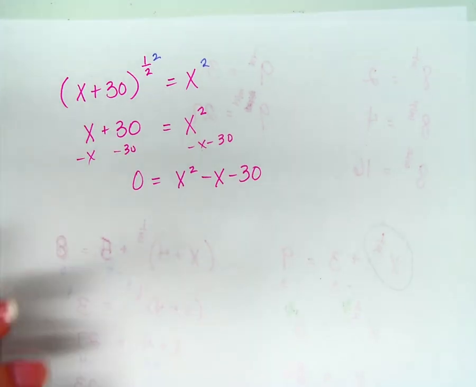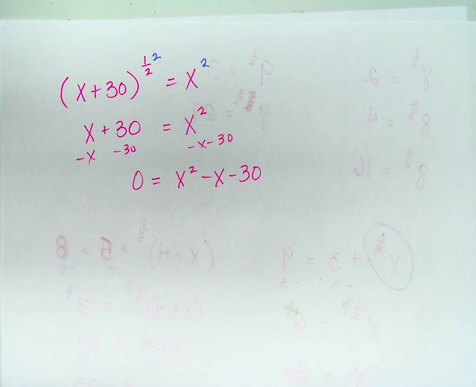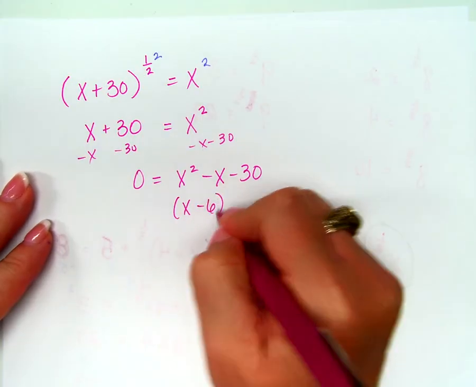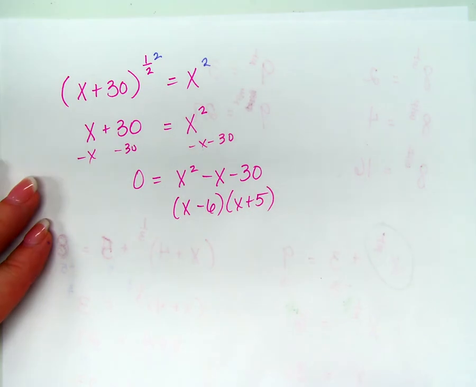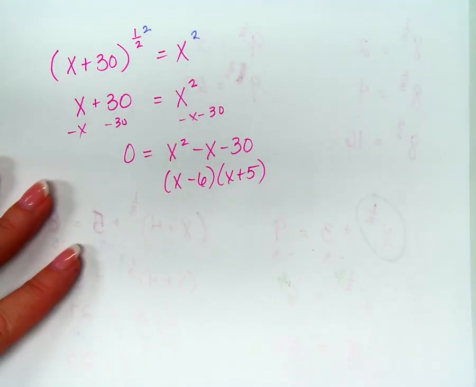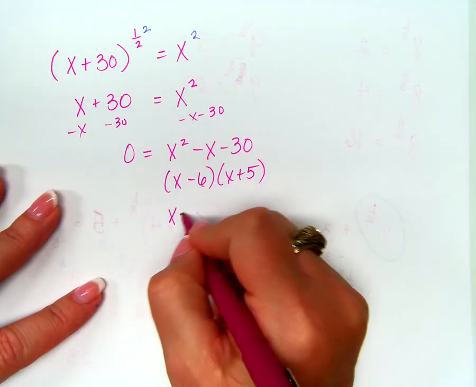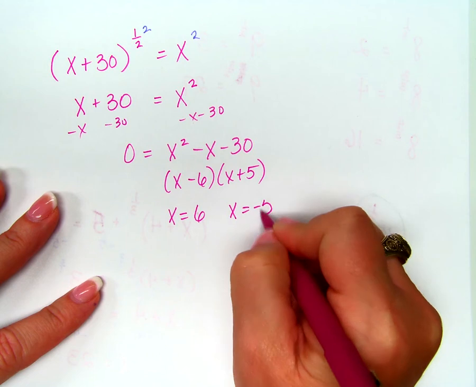Well, luckily, what do you notice? If you're trying to solve this, what do you notice? Leading coefficient is 1, so you tried to factor. Does it factor? It actually does. Yeah. So x minus 6 and x plus 5. So we got lucky this time, right? Because otherwise, what would we do to solve it? Quadratic formula probably, right? So x equals 6, x equals negative 5.